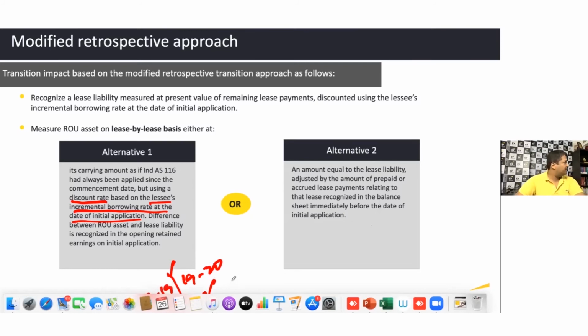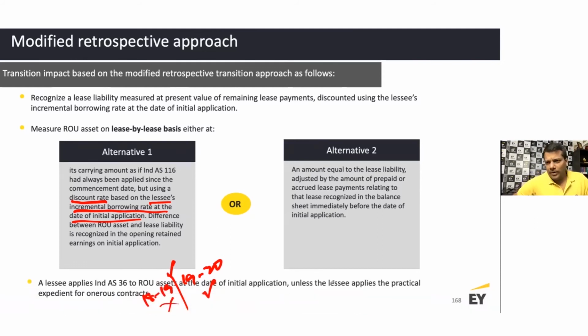So, Nitin. All right. Alternative two here is essentially that there will be no adjustment. Alternative two is the simplest transition option. In a way, your ROU asset will equal your ROU liability on the transition date, subject to any advance or other amounts paid. If you take that out, your ROU asset equals your ROU liability.